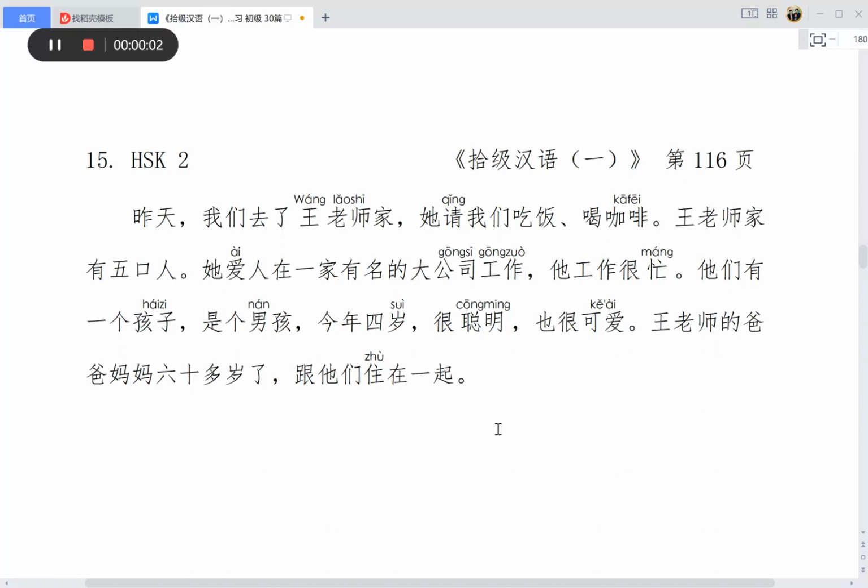好, Chinese reading practice. Today, this paragraph is HSK 2 level, and this is a brief introduction of a family situation. So I recommend you to use 1 minute to read this paragraph by yourself first. Okay, I'm going to demonstrate.